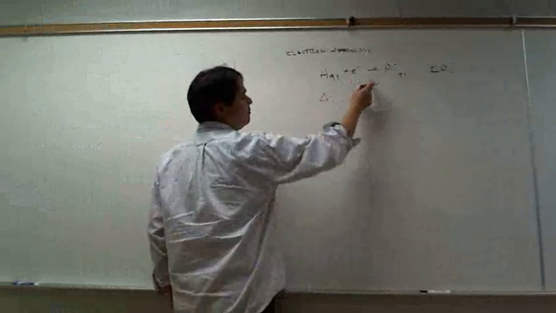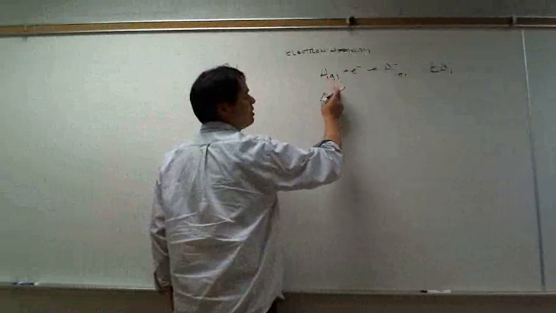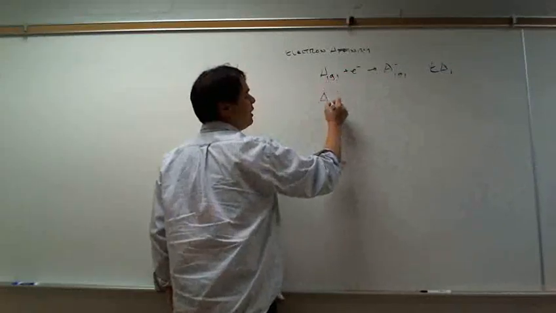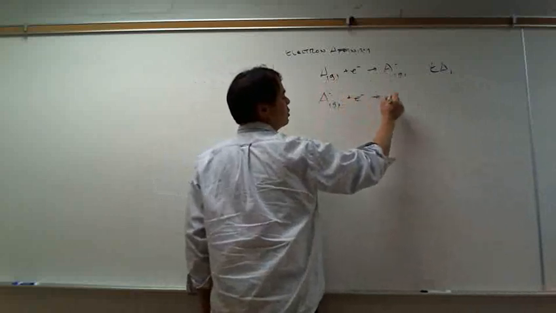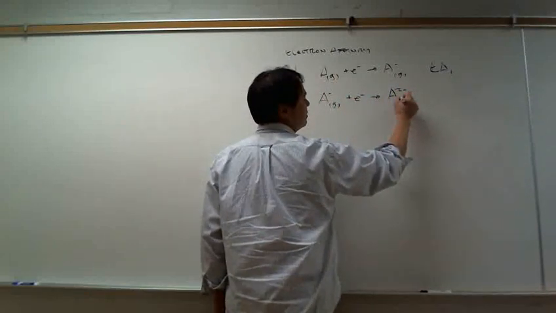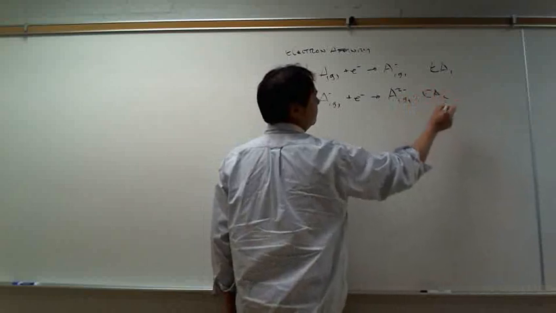It would follow the same. We always add one electron at a time. So EA1 would be one electron. EA2 would be taking this ion and adding an electron to that to form the 2 minus. So this is EA2.